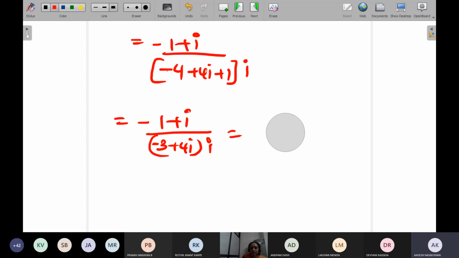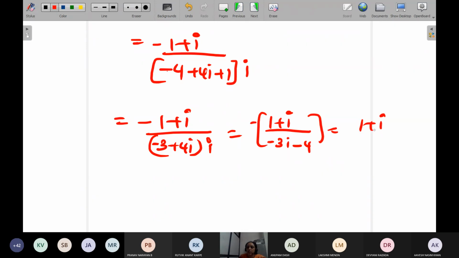It will become 1 plus i upon 3i minus 4. 1 plus i divided by minus 3i minus 4, and one minus sign, so I'll get 1 plus i divided by 4 plus 3i. Correct? Yes, ma'am.